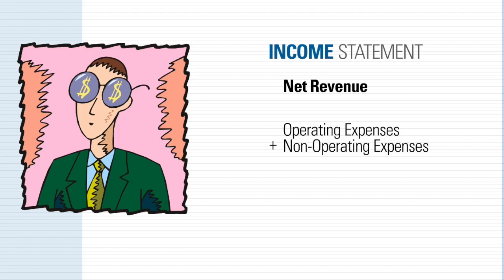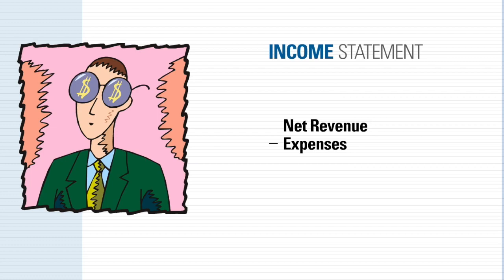Operating expenses are those expenses required for the operation of the office, such as staff salaries and benefits, rent, insurance, and supplies. Now, we take all these expenses and subtract them from the net revenue. The result is the net income of the practice for the specific period of time. Net income is the difference between net revenue and expenses and is generally the amount available for physician income.